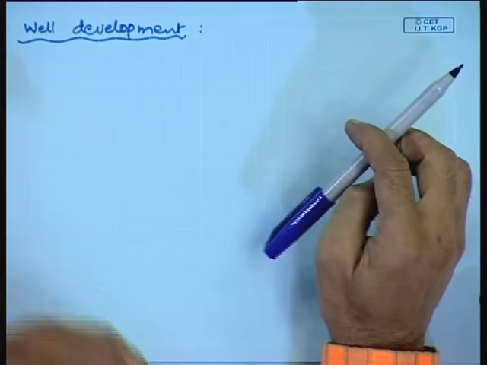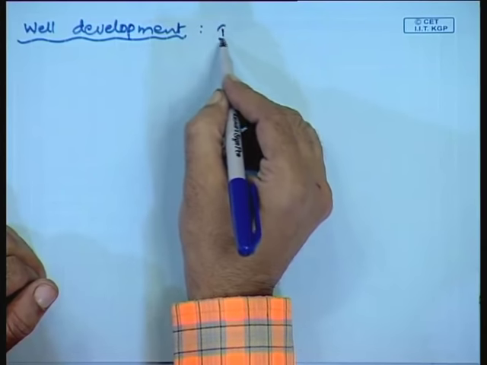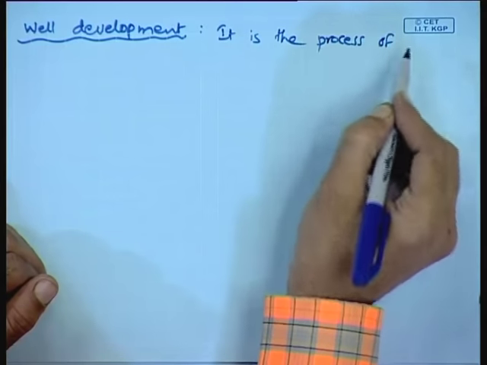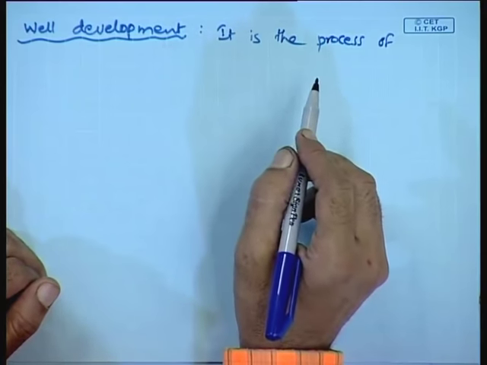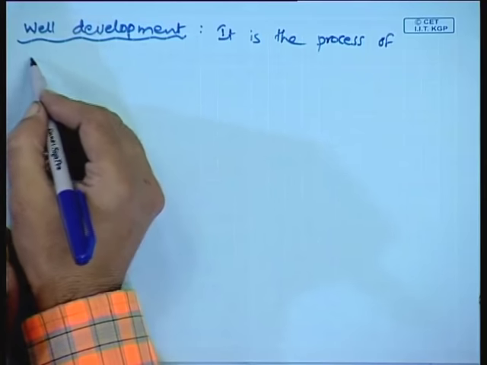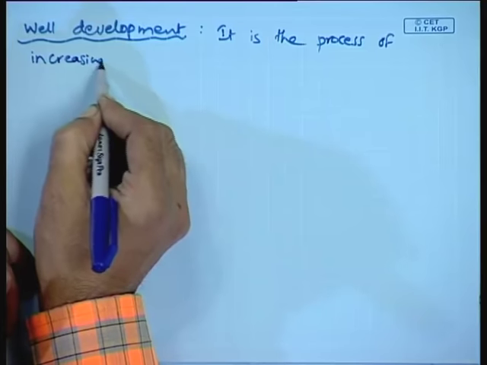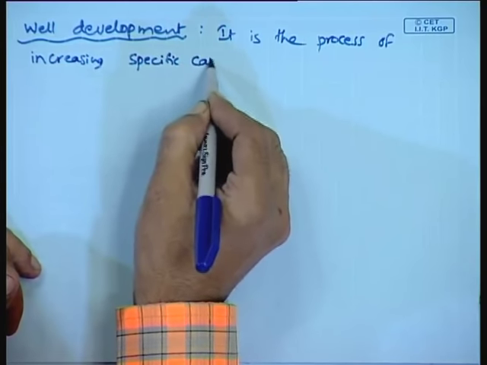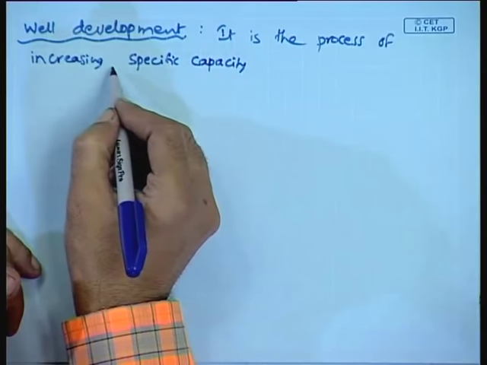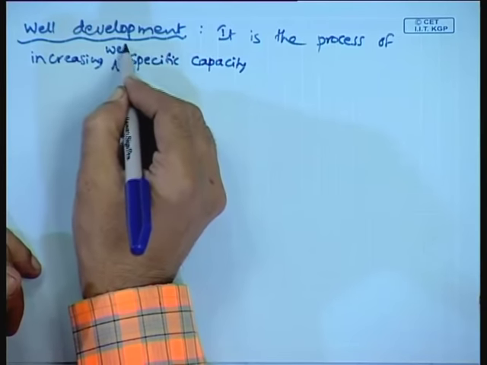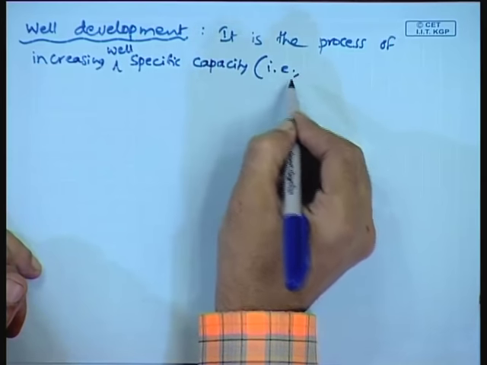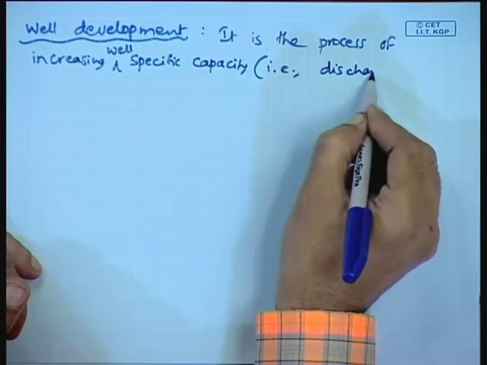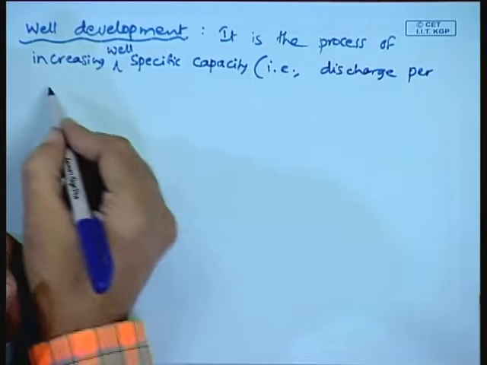So essentially, well development is the process of increasing well specific capacity, and let us recollect here: specific capacity is the discharge per unit drawdown. That is specific capacity.